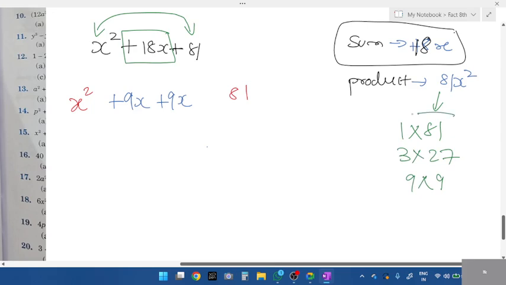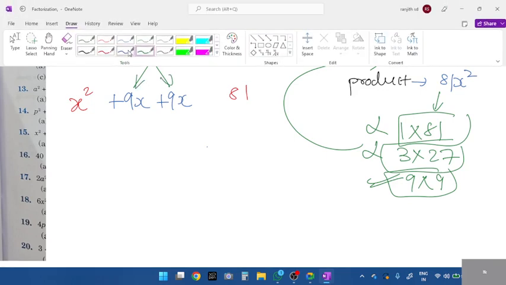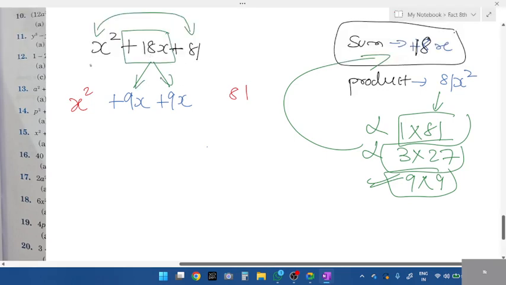Third step, take each and every pair. When you add and subtract, which value do you have to get? 18. Out of these three pairs, which one gives 18? 9 and 9 is what we need to substitute. Split here. Is it clear? Look, the first and last terms remain as they are. Plus 81, x square remains as it is. Only the middle term will split.